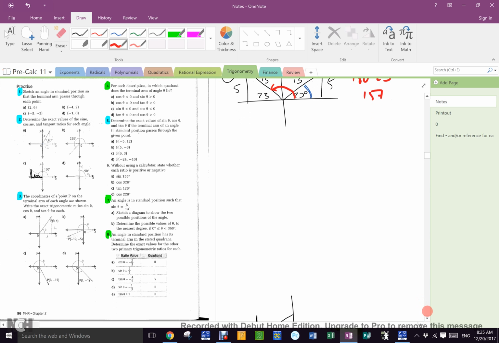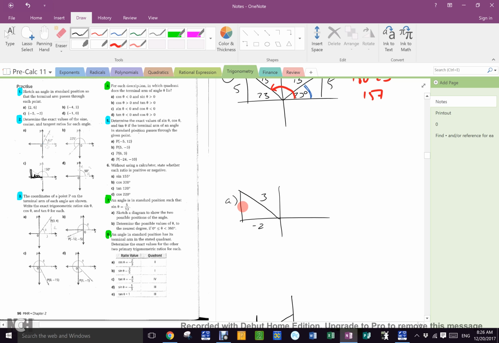Number 8. Determine the other two for here. So 8a: cos is negative, and it's in quadrant 2. So it's up there, right? And cos is negative 2 over 3. So that's negative 2, that's 3. What does that make this? How do I find this side? The third side of every right angle triangle.